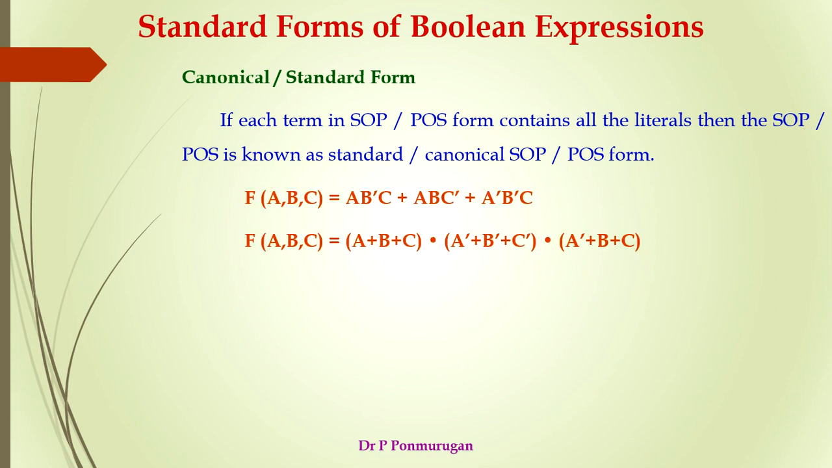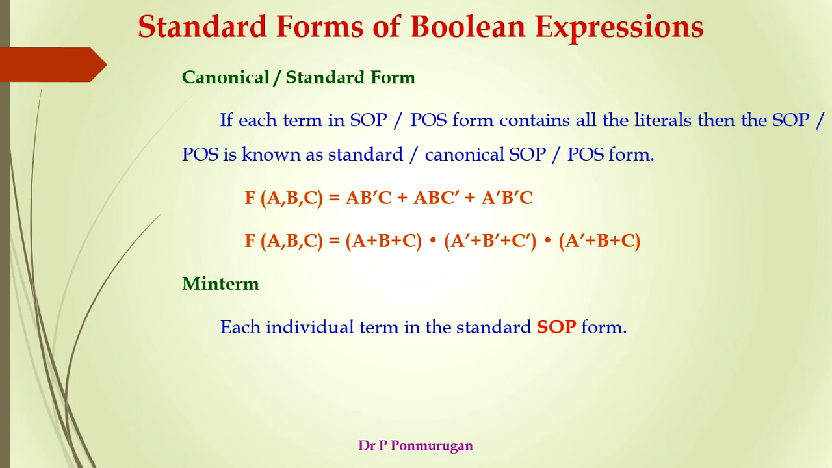So just check with these equations. The first equation is an SOP equation and the second is a POS expression, right? In both equations, each of the terms has all the variables, either in its complement form or in its direct form. Let's check with the SOP form. The first term A B bar C has all the variables A, B and C, and likewise for the other terms also. Expressing a Boolean expression which has all the variables in each of the terms is said to be a canonical form or standard form.